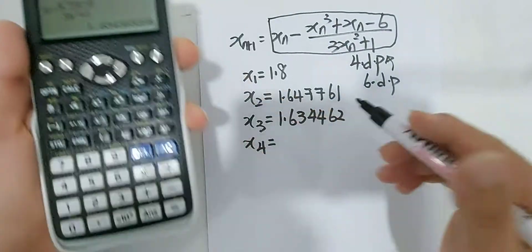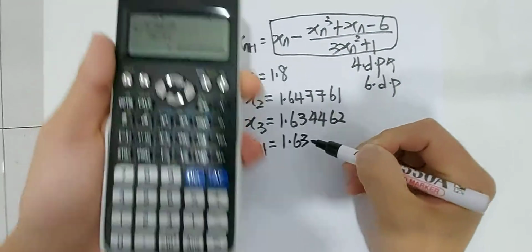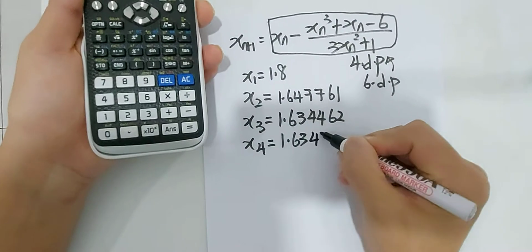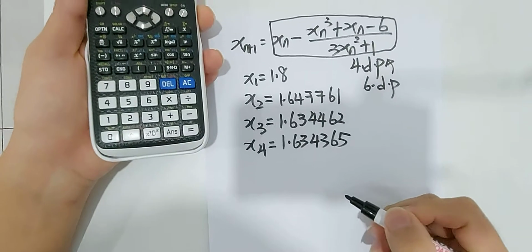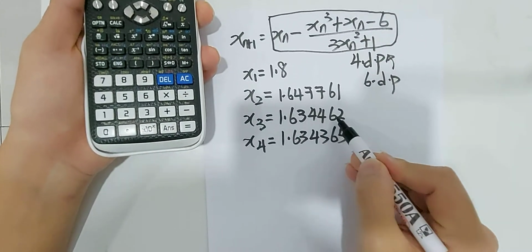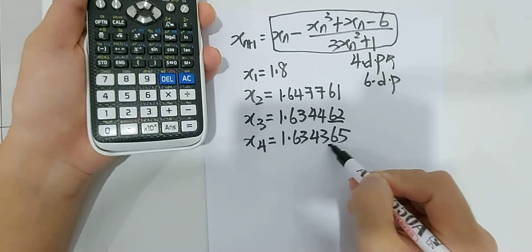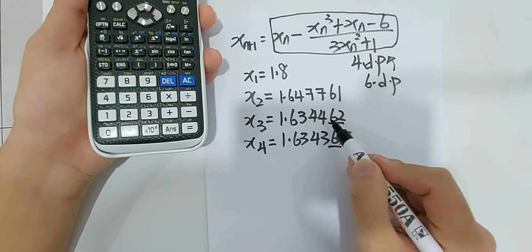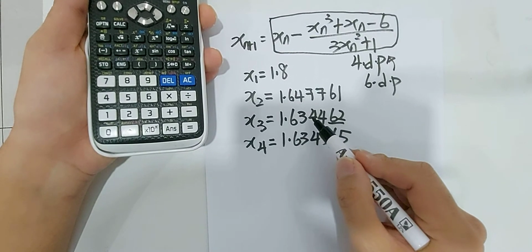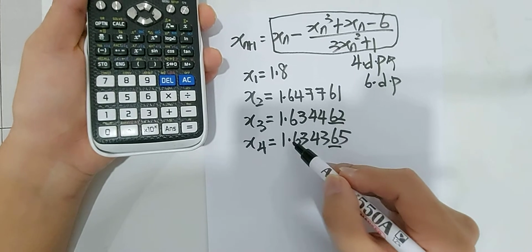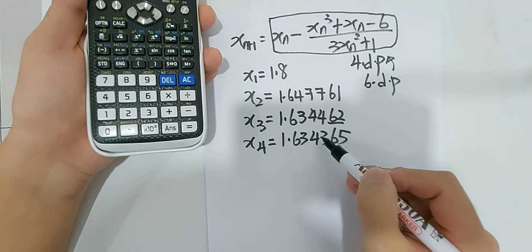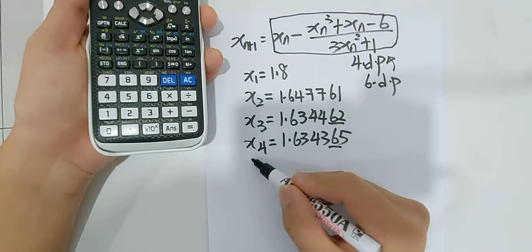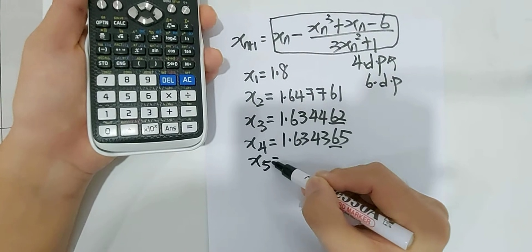So I have 1.634365. Right, but if you round off the value to 4 decimal places, it will give you 1.6345. The previous one is 1.6344, which is still different. 45 and 44 are still different, so we continue for x5.